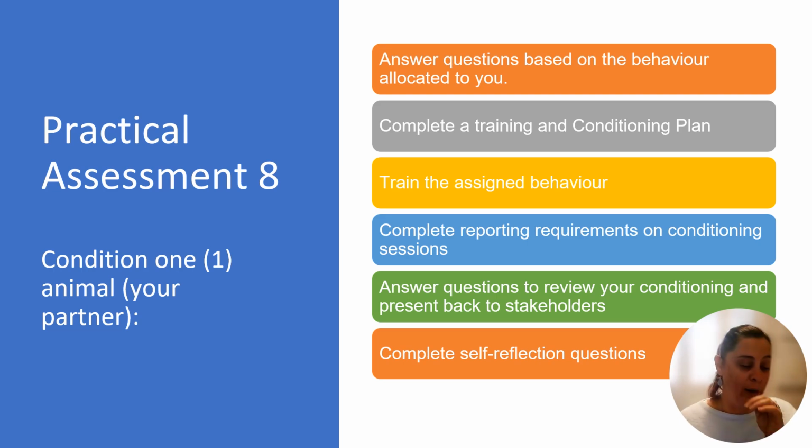Then you're going to complete a training and conditioning plan. It's just a quick basic one, but you'll look at what your steps are. You are then going to train your assigned behaviour. You're going to train your partner, and you'll have your trainer and assessor there watching, doing an observation checklist, which is in your written document. You're then going to do reporting requirements. If you train your behaviour, you need to write down how the animal went, exactly the same thing we do as a keeper when we do training sessions. So you'll do your reporting.